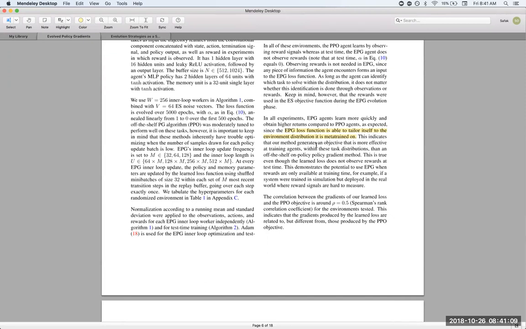This indicates that our method generates an objective that is more effective at training agents within these task distributions than an off-the-shelf policy gradient method. This is true even though the learned loss does not observe rewards at test time. This demonstrates the potential to use EPG when rewards are only available at training time. For example, if a system were trained in simulation but deployed in the real world, where reward signals are hard to measure.